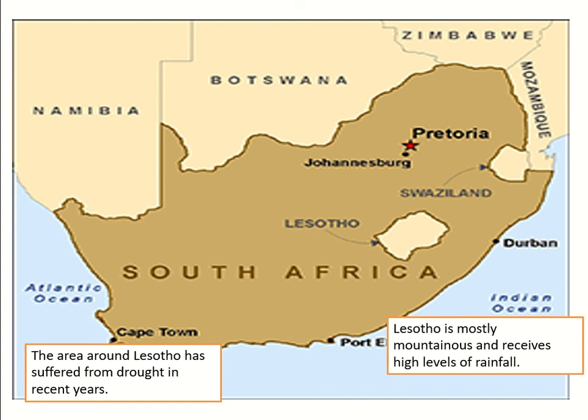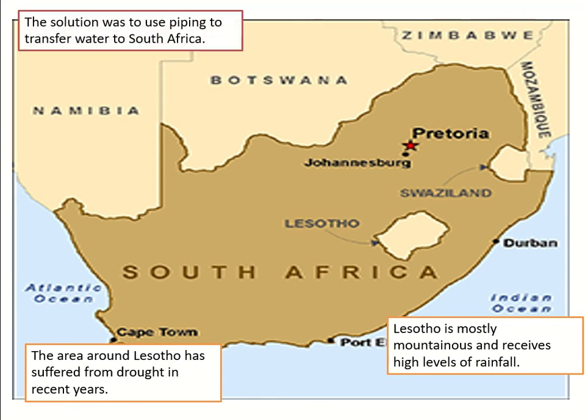Now, this has caused problems because over the years there was a lot of debate and argument about whether that water should then be used to help South Africans as well. And the South African government were really, really keen to make sure that they would enable their country to have a steady water supply and be able to achieve water security. And they came up with a solution that would essentially involve piping the water from Lesotho into other parts of South Africa.